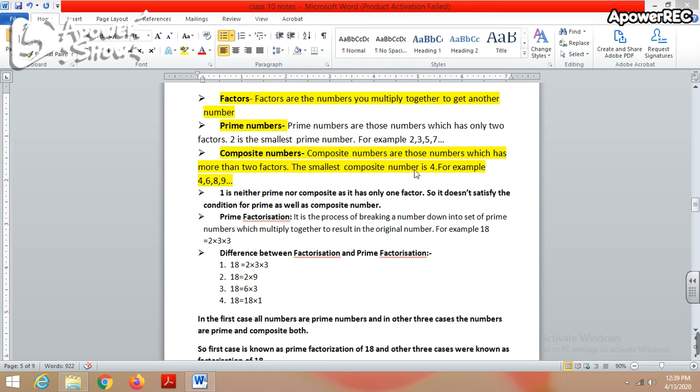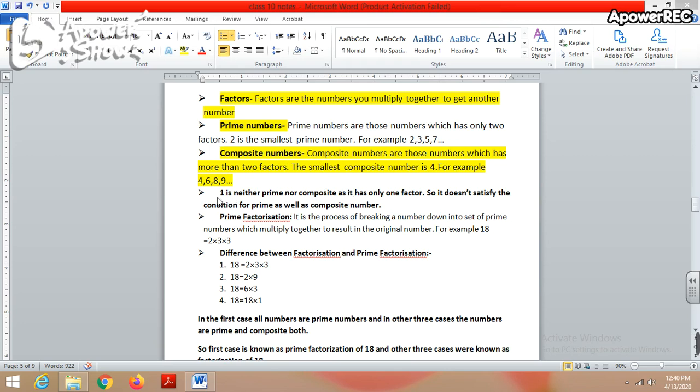like 4. 4 can be written as 4 into 1, 2 into 2, so 4 has more than two factors. One is 1, the other one is 2, and the third one is 4 itself. So 4 has three factors, and since it has more than two factors, it is known as a composite number. Similarly 6 can be written as 2 into 3 or 6 into 1. So the factors of 6 are 2, 3, 6 and 1. That is why 6 has more than two factors, so it is a composite number, and the smallest composite number is 4. Now 1 is neither prime nor composite.